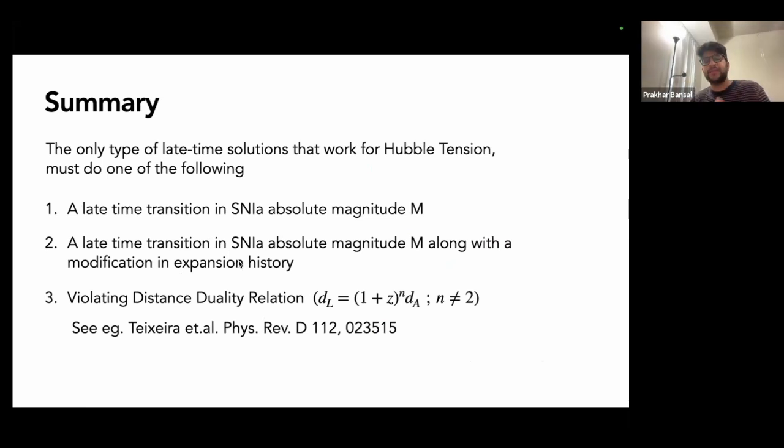Or the third one, a case we didn't discuss because it's widely discussed in the literature, that is, you violate the distance duality relation itself. Again, this is not trivial to do. It requires a massive violation of the distance duality relation. But if you want to see a few examples, then I think you can see this paper by Teixeira, which is in PRD.